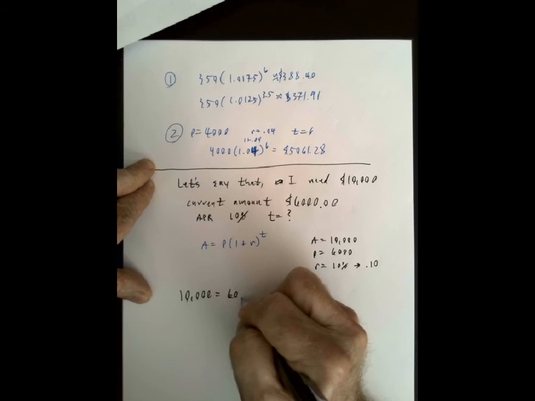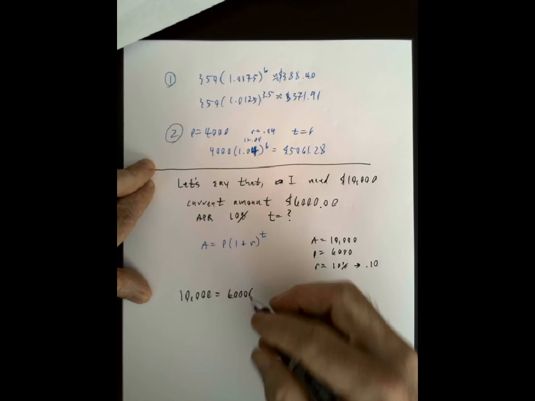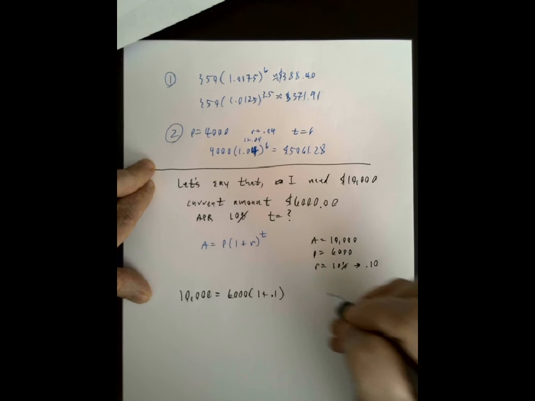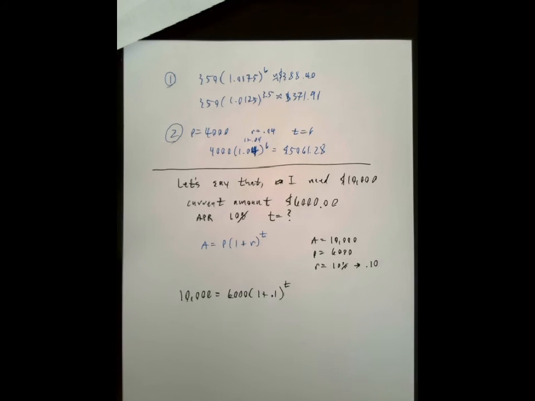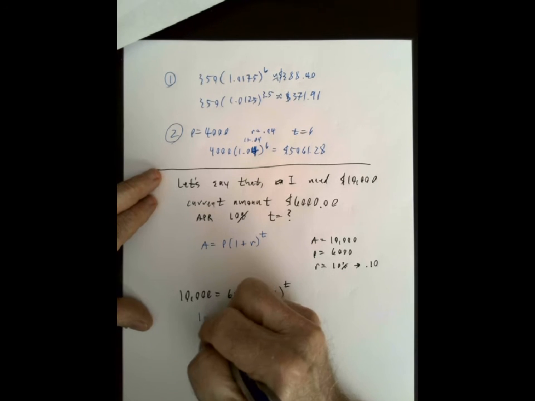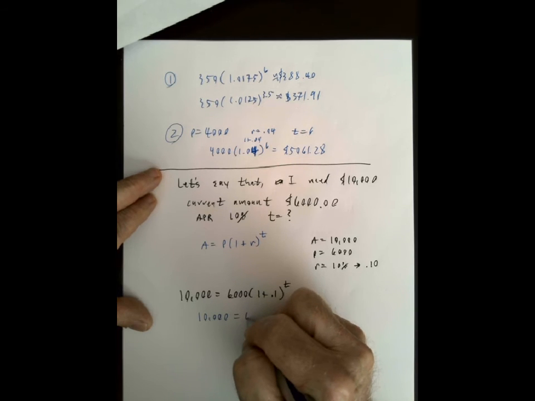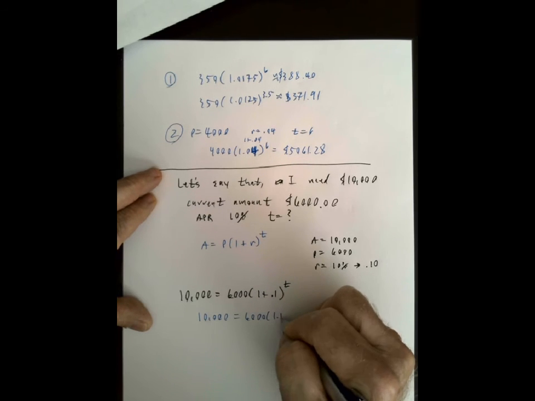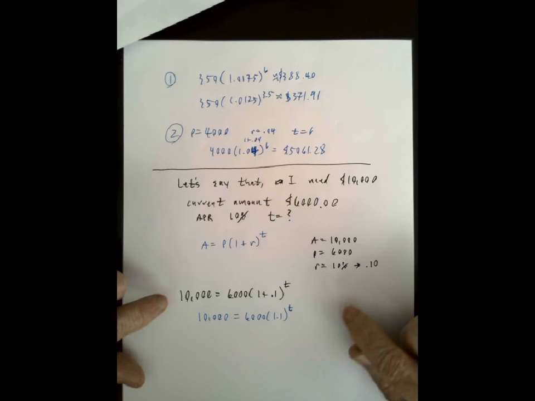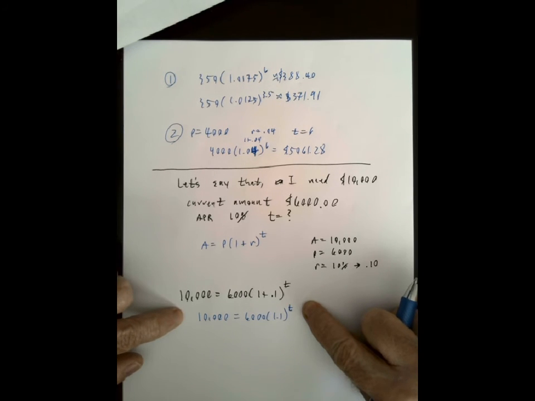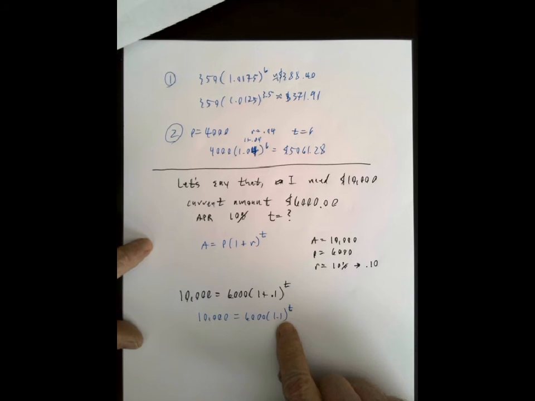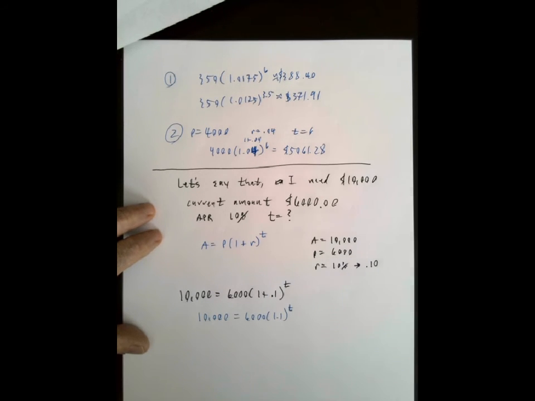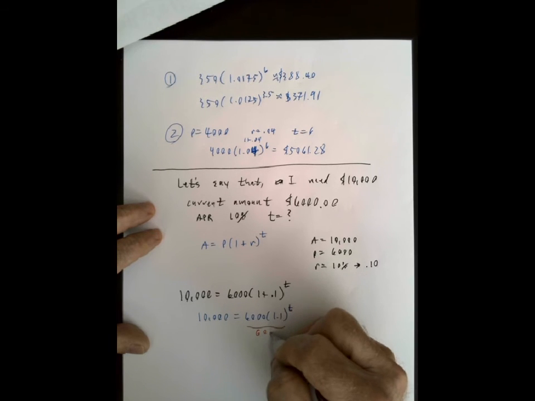P is 6,000, and it's going to be 1 plus 0.1 to the T power. We don't know T. That's what we're solving for. So that's going to be 10,000 equals 6,000 times 1.1 to the T. Now, that's an exponential equation, and we're going to use logarithms to solve it. The first thing to do, we're going to use the same procedure we learned last time. We're going to isolate the exponential part by dividing both sides by 6,000.